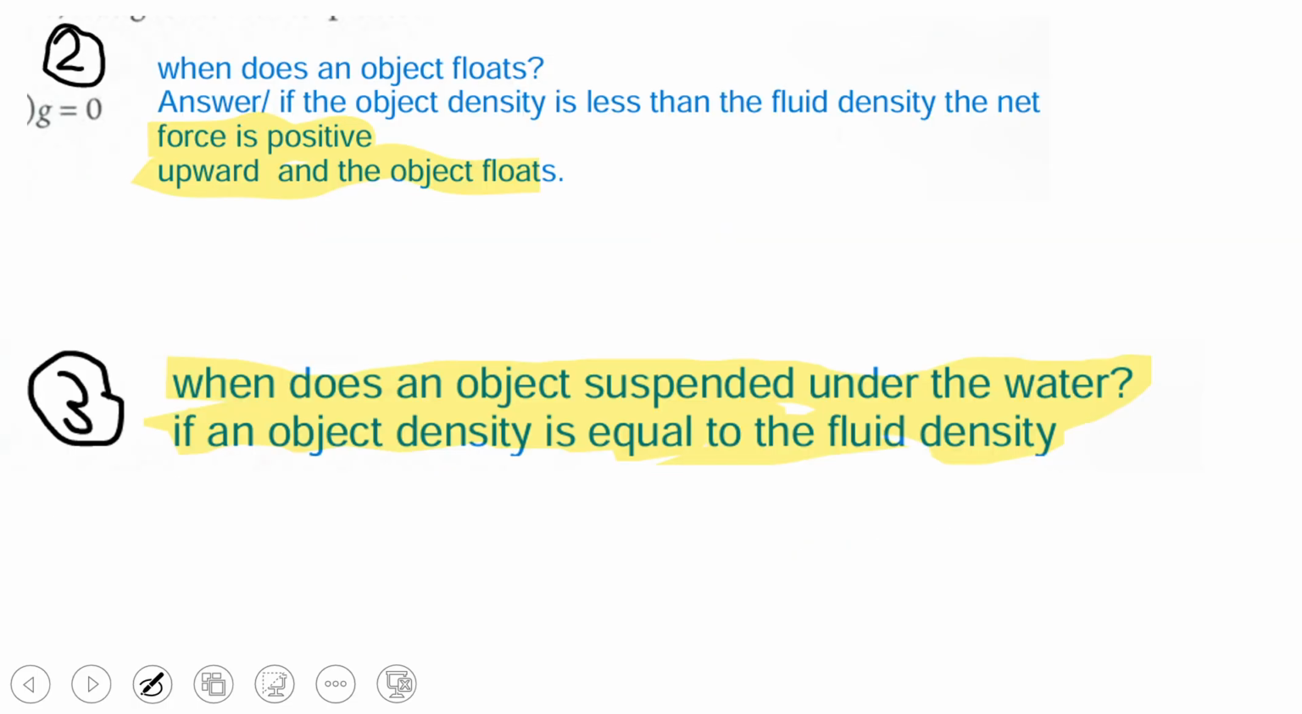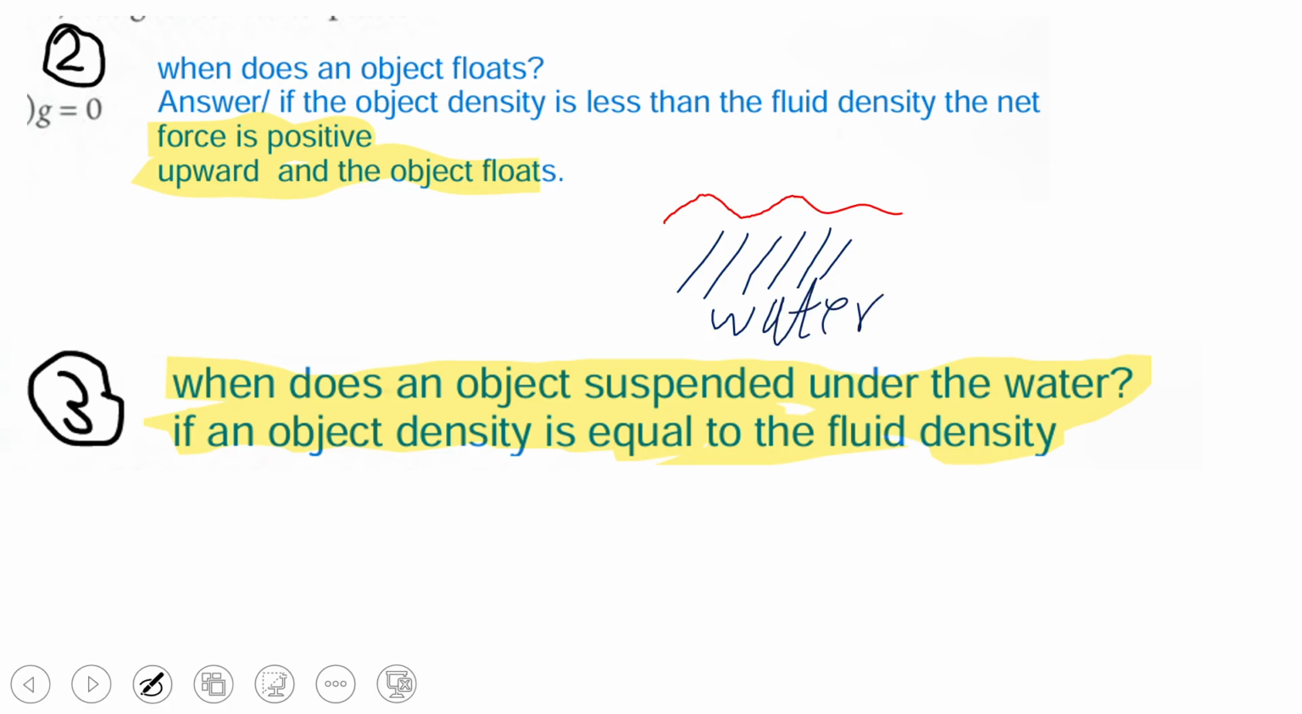The second question: when does an object float? It means in which situation the object can stay on the surface, not under the water. In which condition can we say that the object stays on the surface? Again, let me draw the picture. Again, this is the surface of the water. Under the surface we have water. It's all water.